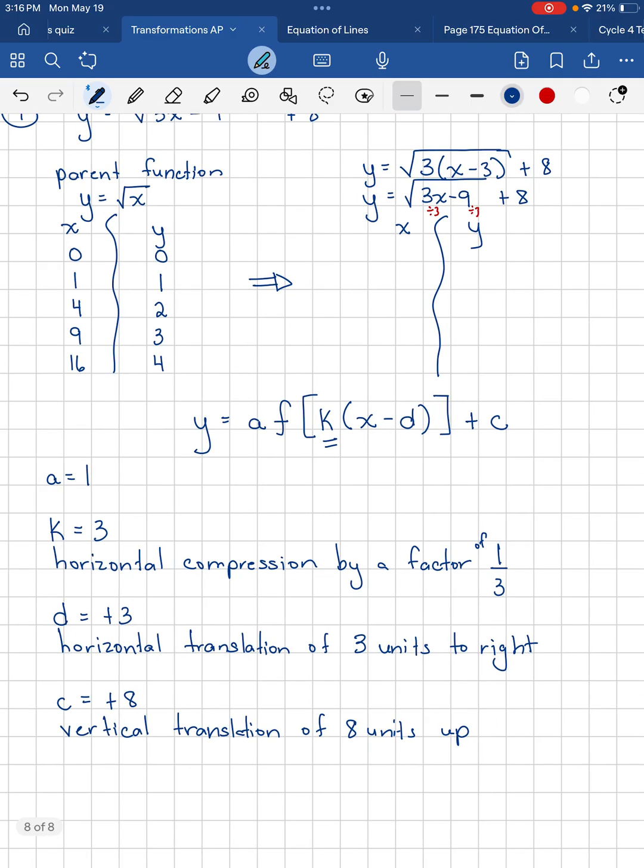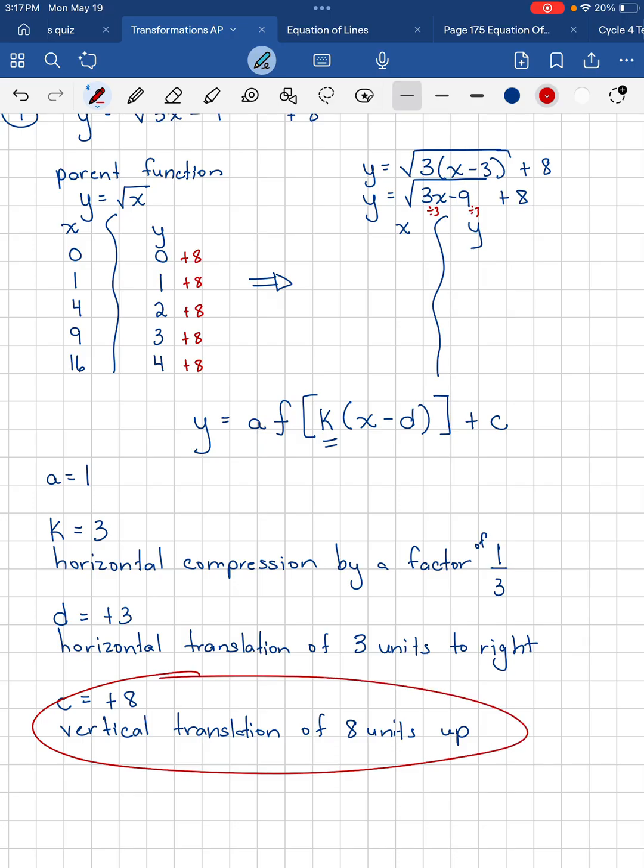So that means that we're going to transform our parent function by adding 8 to all of my y values. Now you notice that a equals 1. If I multiply every y value by 1, it won't make a difference. 0 times 1 is 0. 1 times 1 is 1. So that's why there are no transformations applied. However, the vertical translation of 8 units up means that you need to add 8 to all of your y values. Now everything horizontal affects the x's.